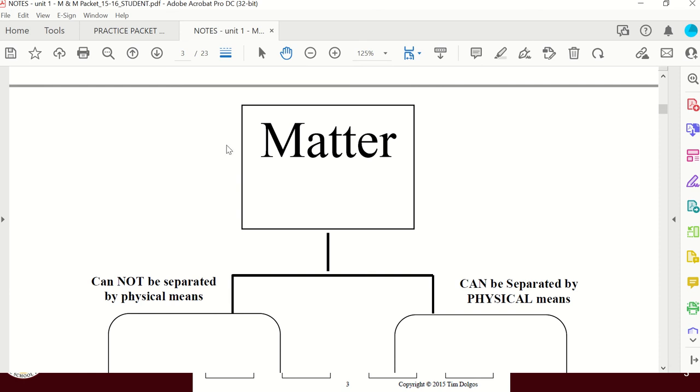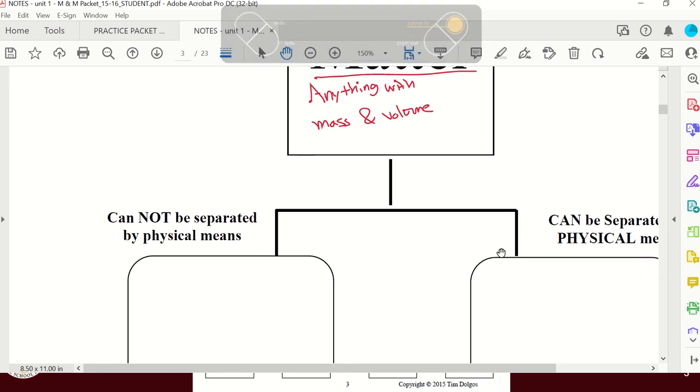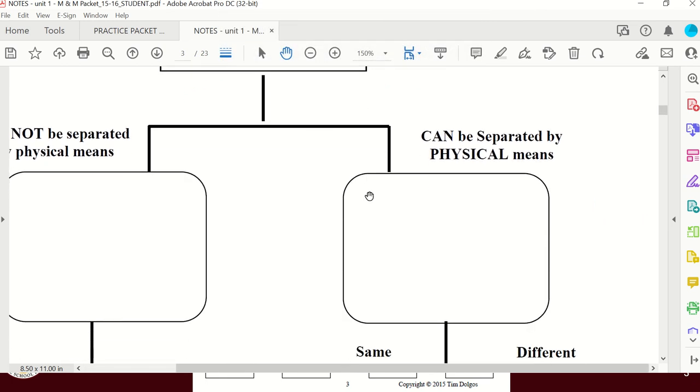So this, I believe, is page 3 of the packet. We're going to look at what is matter and define that first. Matter is anything that has mass and volume. All right. There's different types of matter. One type of matter is something that can't be separated by physical means. It's called a pure substance.